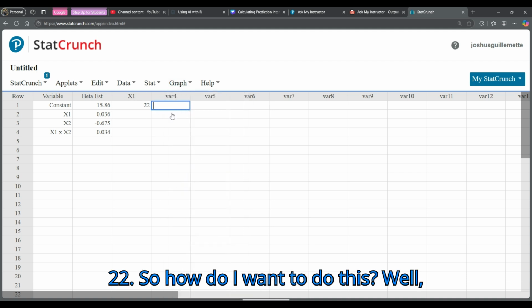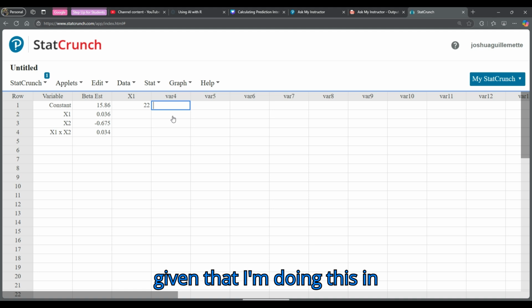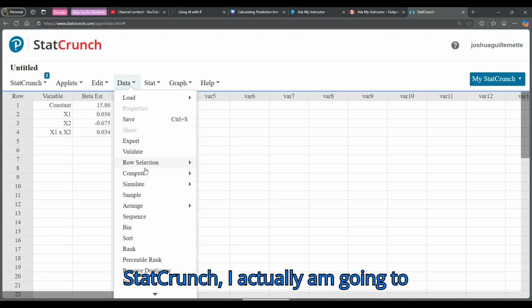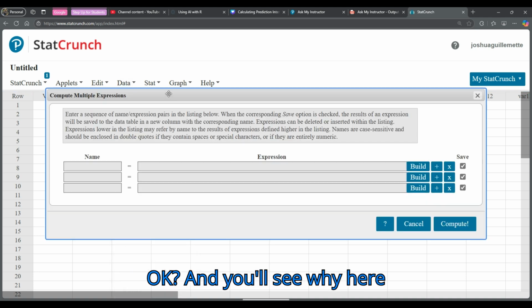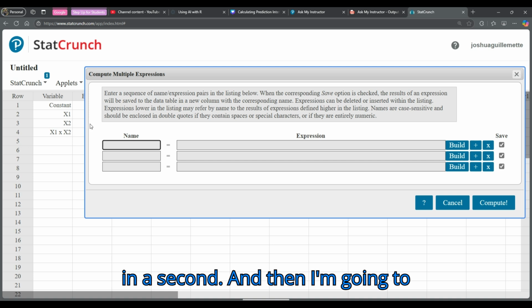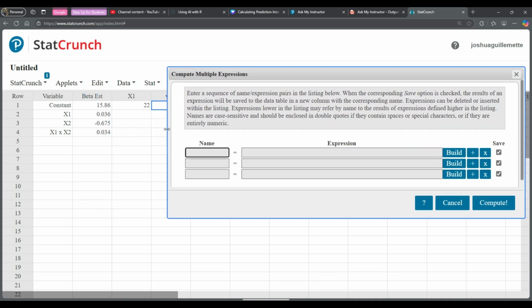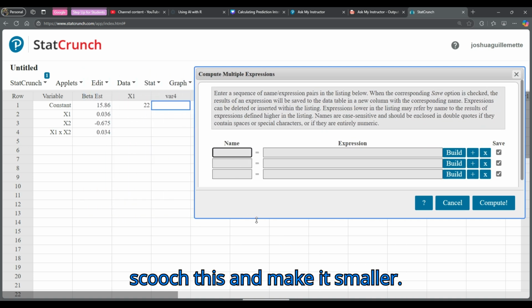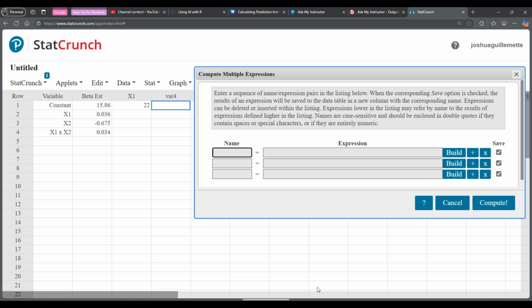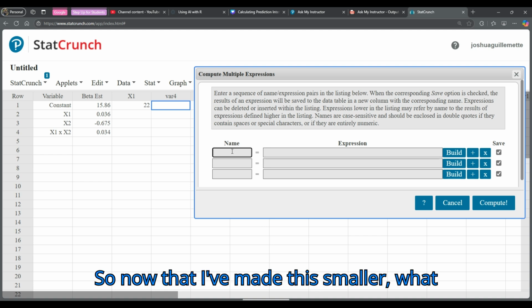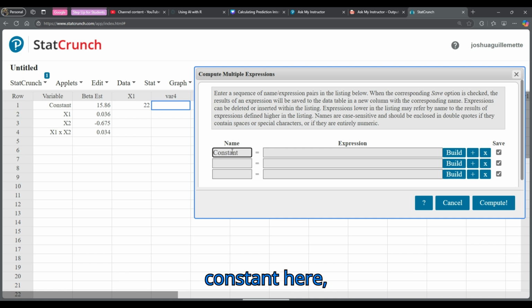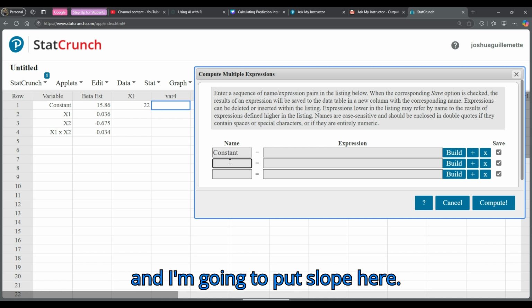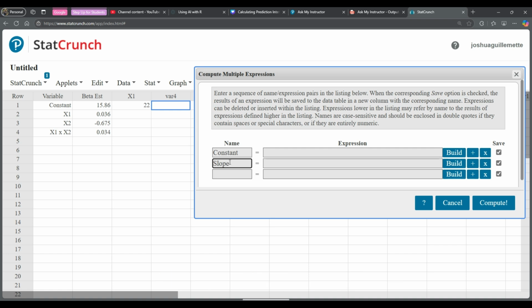So how do I want to do this? Well, given that I'm doing this in StatCrunch, I actually am going to do a multiple expressions, okay? And you'll see why here in a second. And then I'm going to scooch this and make it smaller. So now that I've made this smaller, I'm going to put the constant here and I'm going to put slope here.